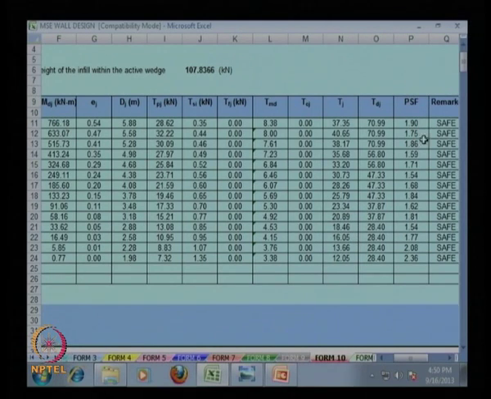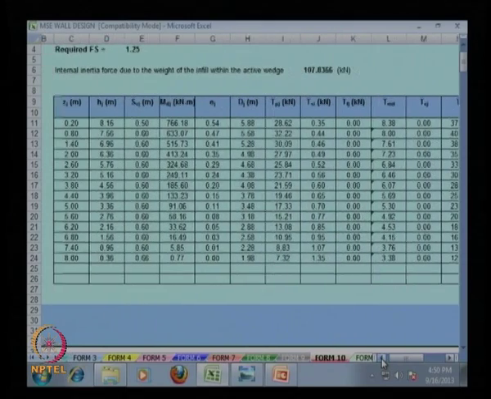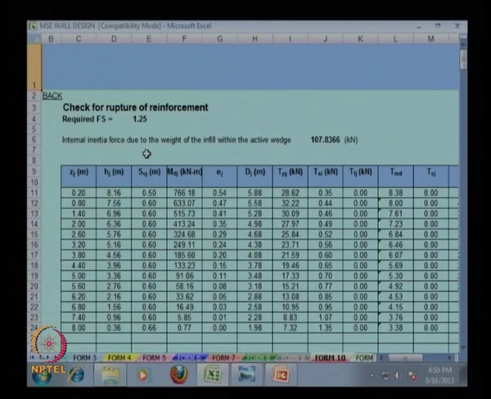This is 1.90, 1.75, 1.61, 1.4 and 2.65. You can see that it satisfies the criteria as per the BS code specification, so it is safe. We find that for rupture of the reinforcement, our required factor is 1.25, and it satisfies this factor of safety. So this design is safe against rupture of the reinforcement.